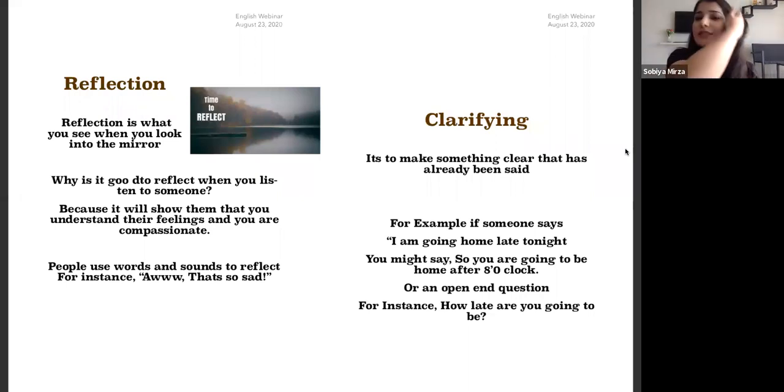It's interesting. For example, if someone says, I'm going home late tonight. I didn't give more details, why I would go late or what time. So an active listener can ask, so you're going to be home after 8 o'clock? That gives a specific time. Or you can ask an open-end question: so what time are you going to be home? Or why are you going to be late? Oh, if you are going to be late, you're going to miss the dinner at home.